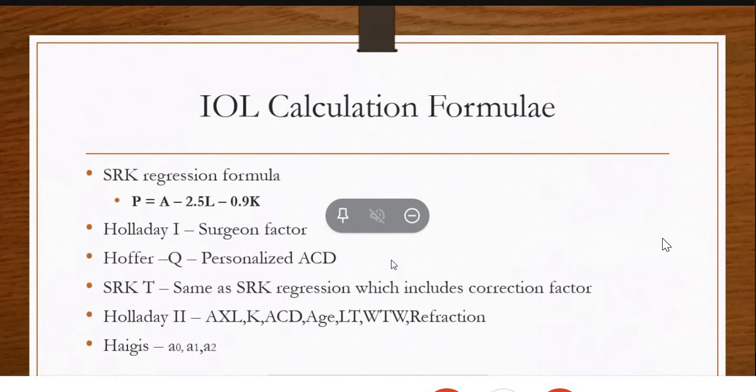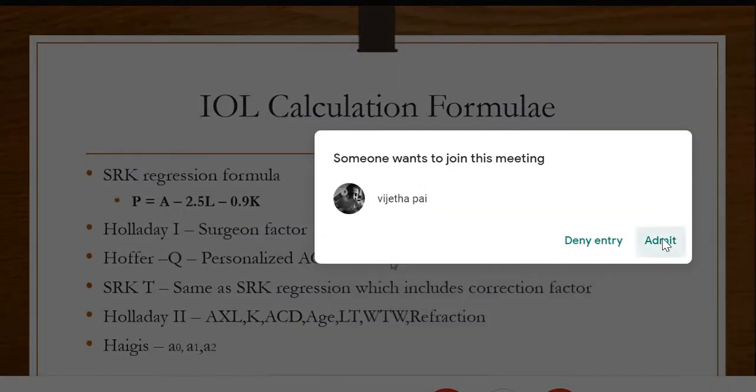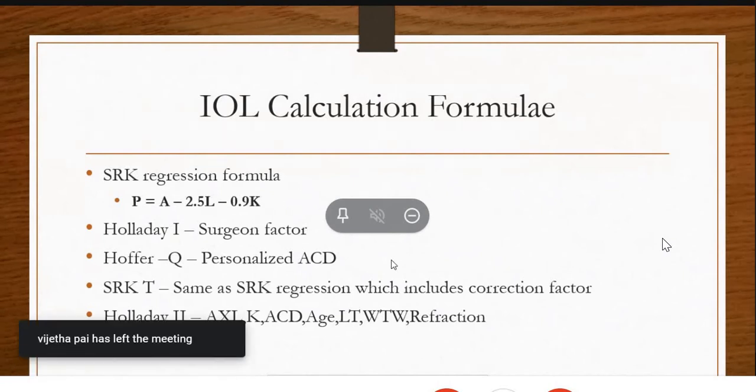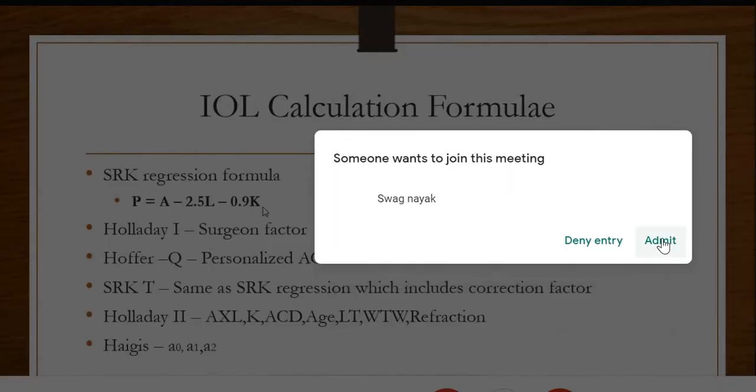So next comes the important thing, the IOL calculation formula. There are several formulas in day-to-day practice, and each and every formula I will discuss with you now. So first is this SRK regression formula. This is actually a manual formula which you can also use in your day-to-day practice, but it will not be a very accurate one. But you can calculate without having the automated machine, with the help of a constant of the IOL and then the axial length, then the keratometer value. You can measure the power of the IOL.